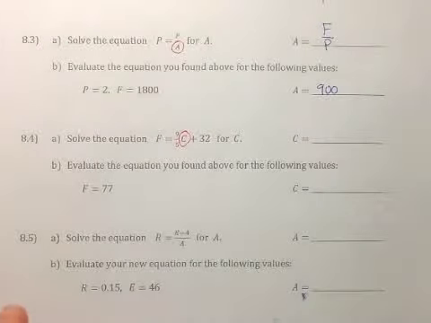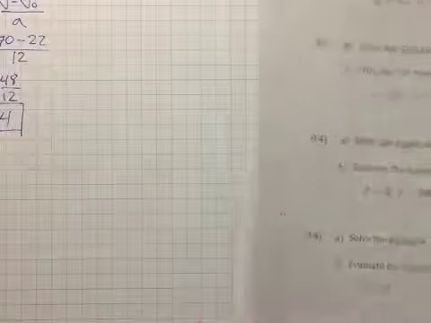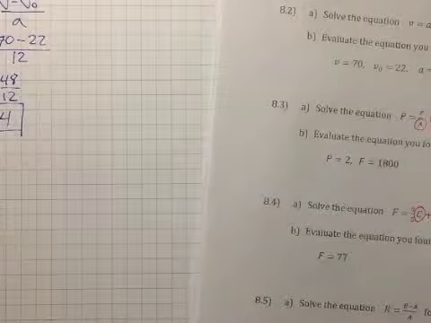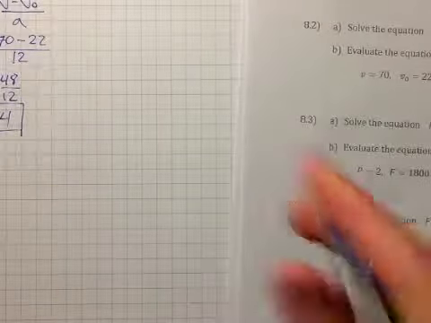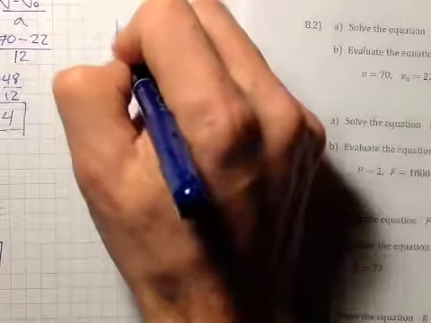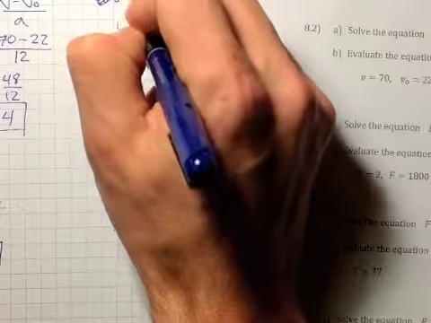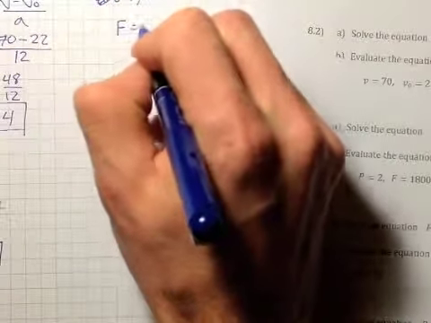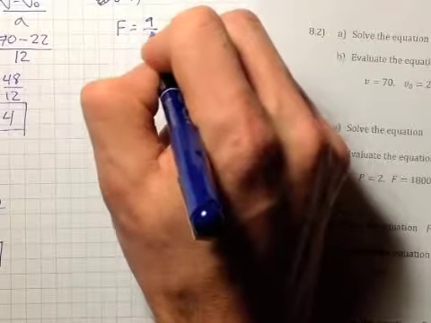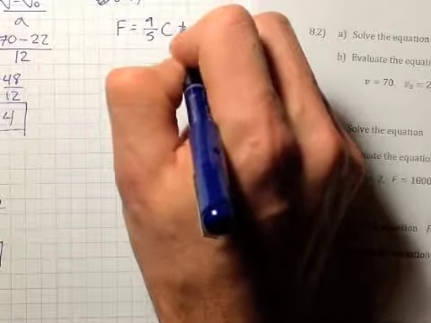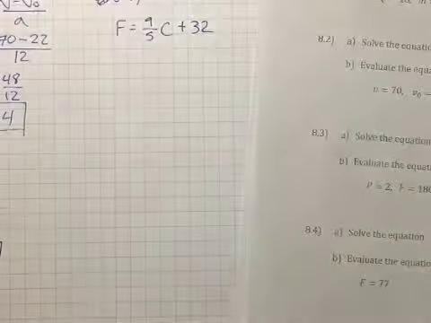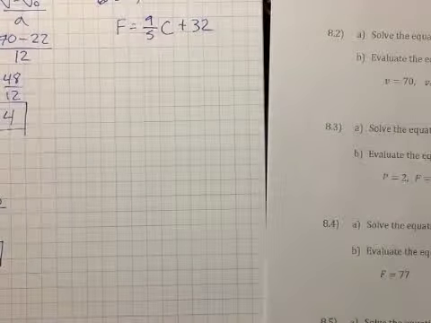So let me write this equation down on our scratch paper. F, 8.4 is a problem number. F is equal to 9 divided by 5 times C plus 32. And we are being asked to solve for C.